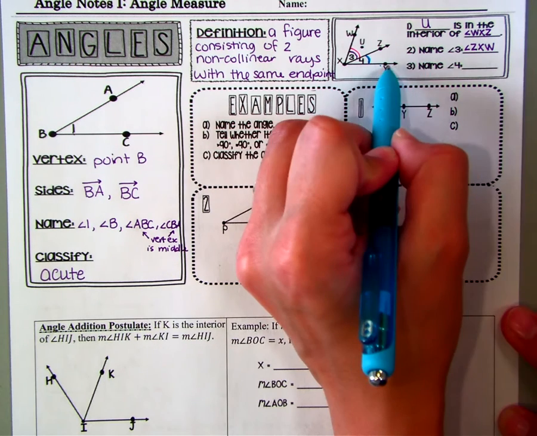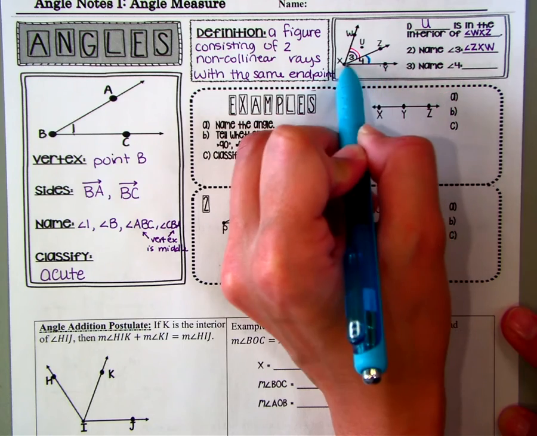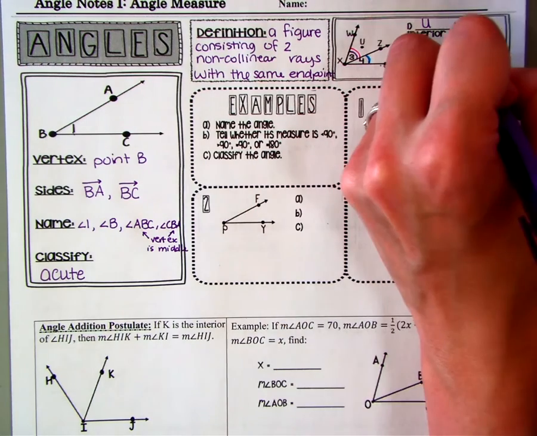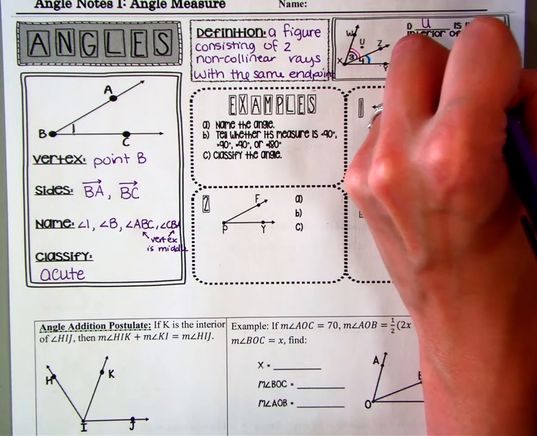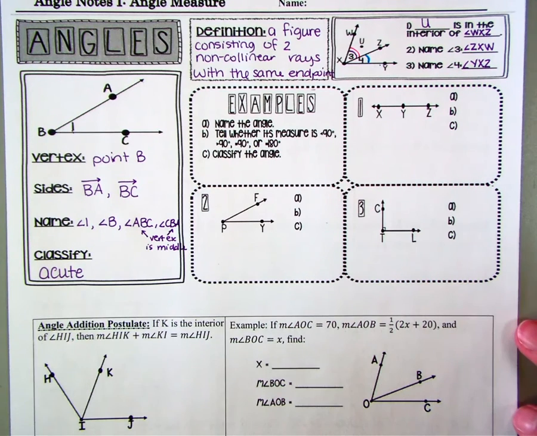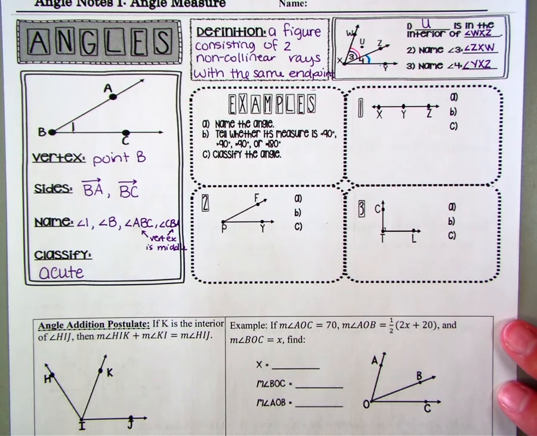As long as you can say the letters without having to pick up your pencil, you know that you have named the angle correctly. So we'll say YXZ. Remember that your vertex has to go in the middle. So we'll try a couple more examples.